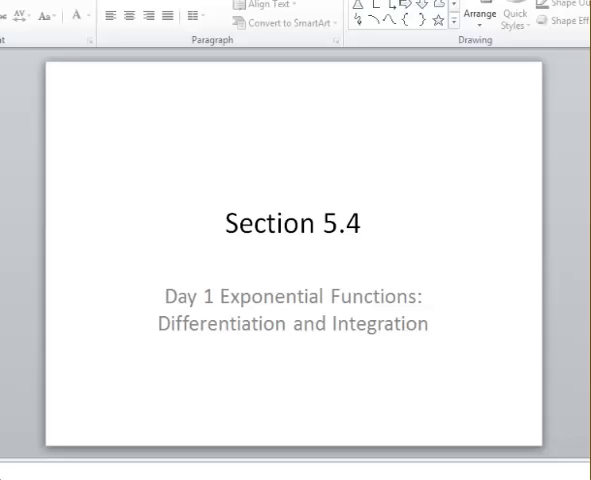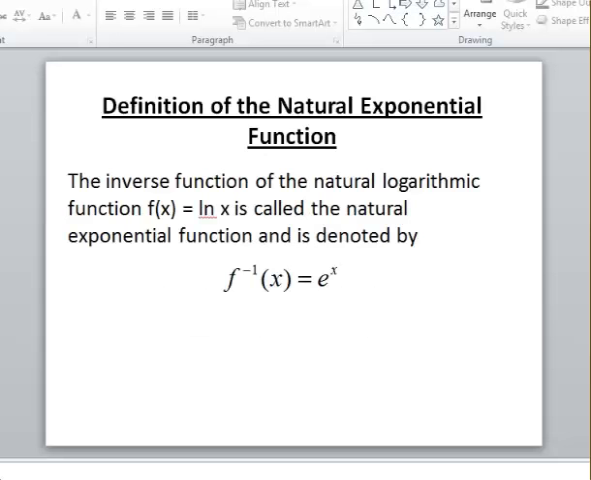Alright, today we're going to start talking about exponential functions. What you need to know about exponential functions is that the exponential function is actually the inverse of the log function. So ln of x and e to the x are inverses of each other, meaning that they're symmetric about the y equals x line.